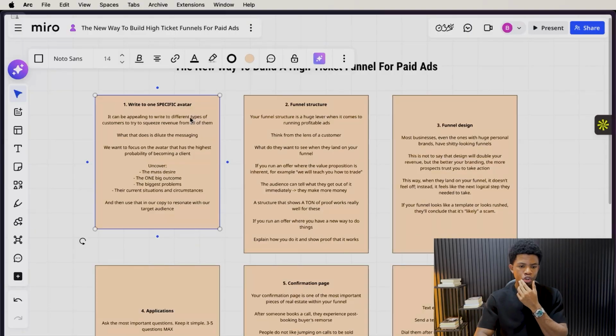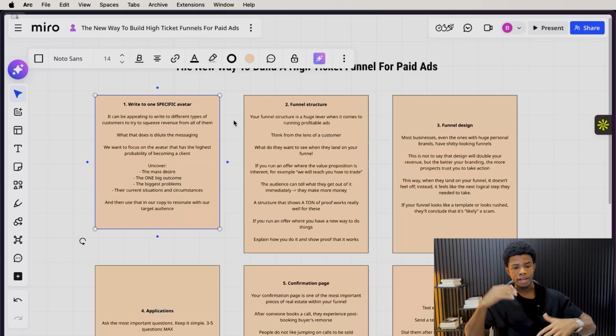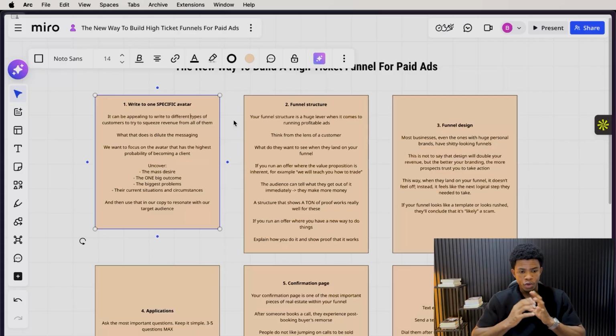So the first thing you want to do is write to one specific avatar. You want to focus on the ICP that has the highest probability of becoming a client and actually getting results in your program, right? It can be appealing to try to write to different types of customers, trying to squeeze revenue from every angle of the market. But what that really does is just dilute your messaging. We want to focus on this avatar. We want to dial in on them.